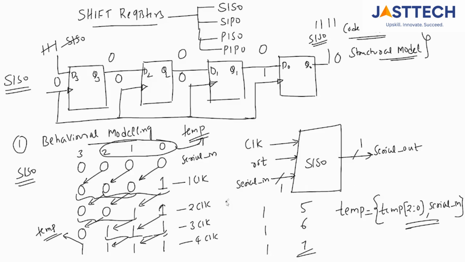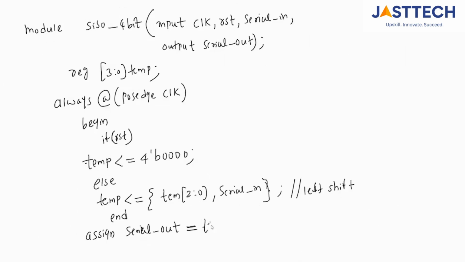Where you are getting this output? Temp 3, no? Where you are getting the data serial out, at temp 3 only you are getting. So that I am initializing. Serial underscore out equal to temp 3 with blocking. End module. So this is left shift.